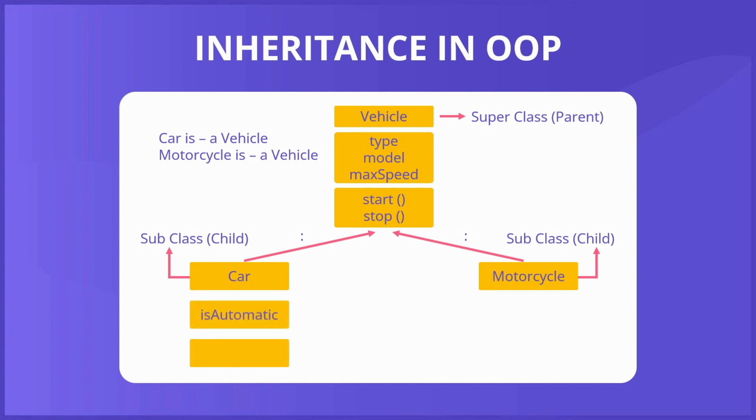The Car class has its own variable. This is named isAutomatic. The Motorcycle class has its own variable that's named motorType.